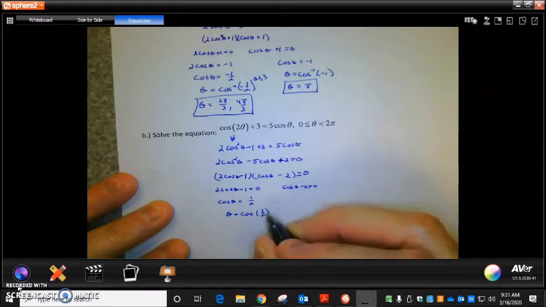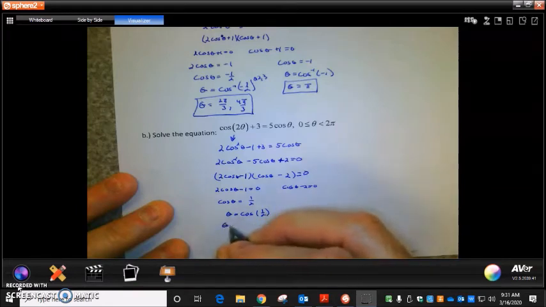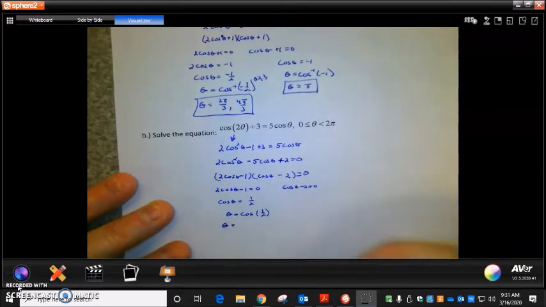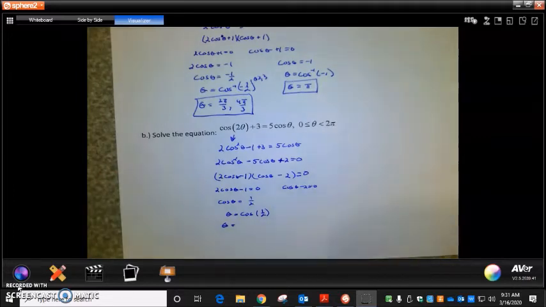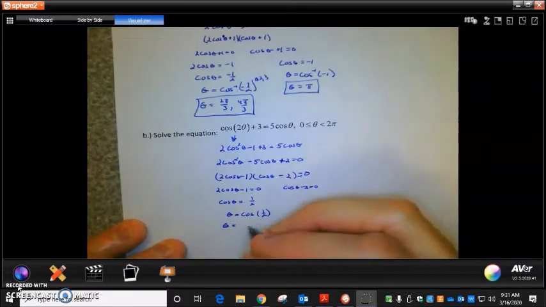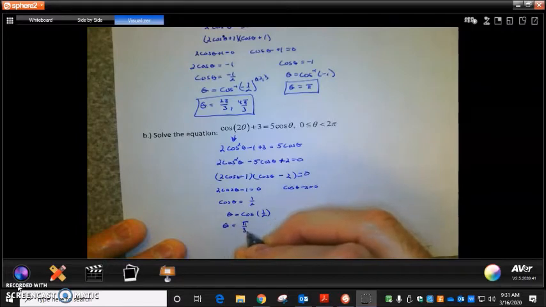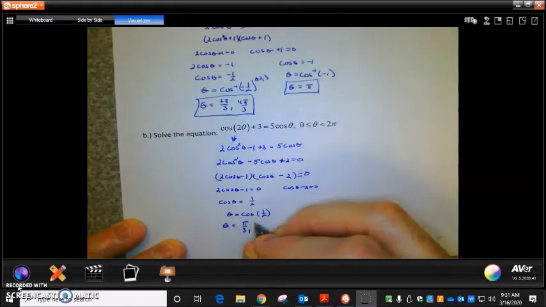So that'd be quadrants 1 and 4. That's where cosine is positive. So I'm going to look over at my chart. I'm going to see cosine 1/2, and I'm going to see pi over 3, and I'm also going to see 5 pi over 3. That's the one in quadrant 4.